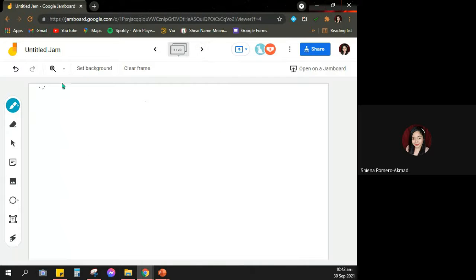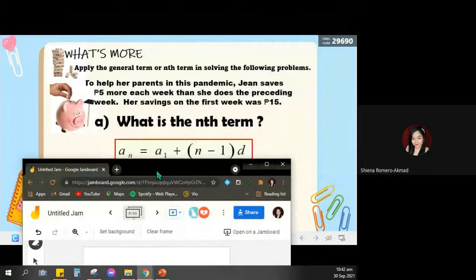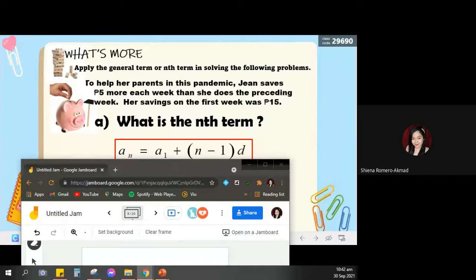Let's have page number 5. So, ang gusto ko, you proceed to page number 5. So, to solve this problem, okay, go.